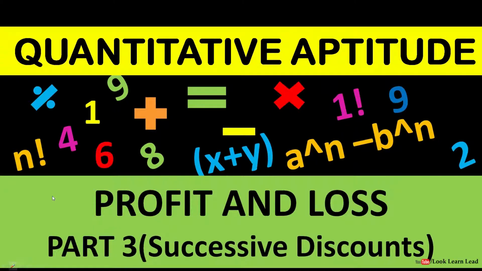Hello everyone, this is part 3 of the profit and loss video, and in this video we will be going through questions which contain successive discounts. That is, more than one discount would be there, either 2 or 3 discounts in a successive manner.